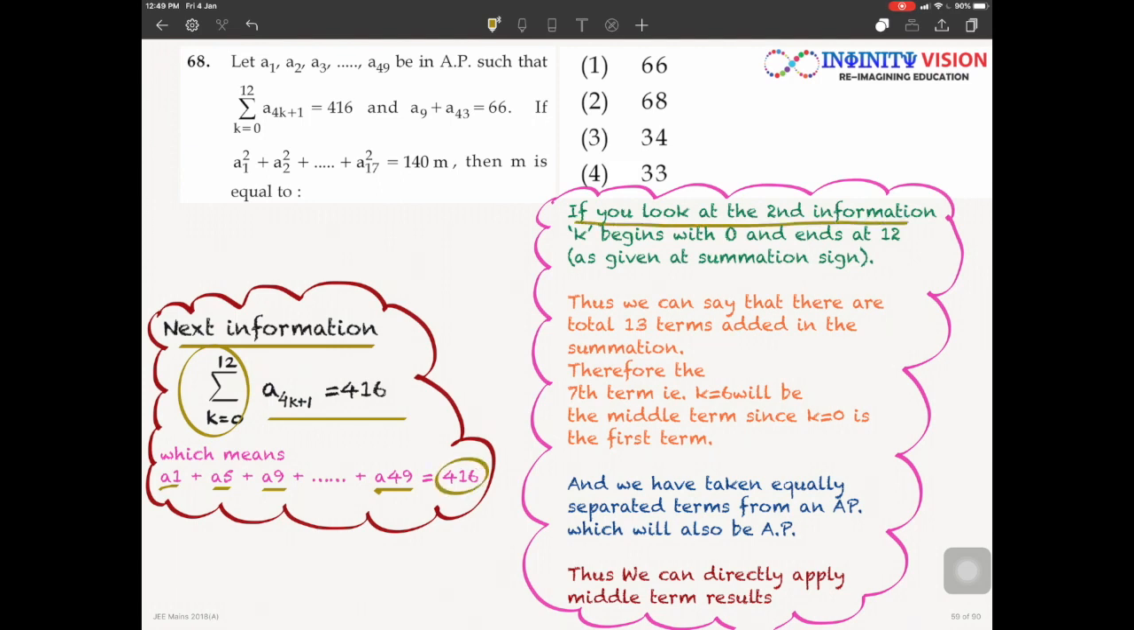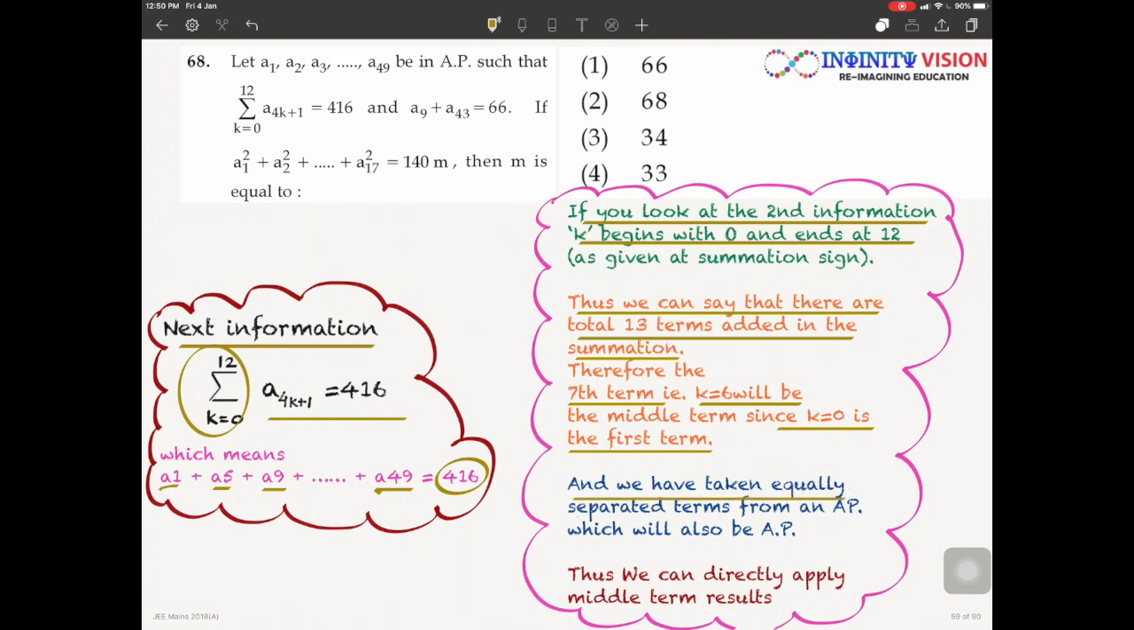If you look at the second information, K begins with 0 and ends at 12. It means that there are a total of 13 terms added in the summation. Therefore, you can see 6 on the left and 6 on the right. So the seventh term, that is K equal to 6, since K equal to 0 is the first term, would be the middle term. And equally separated terms taken from an AP form an AP, which means A1, A5, A9 up to A49 are basically 13 terms of a new AP. Thus we can directly apply middle term results.